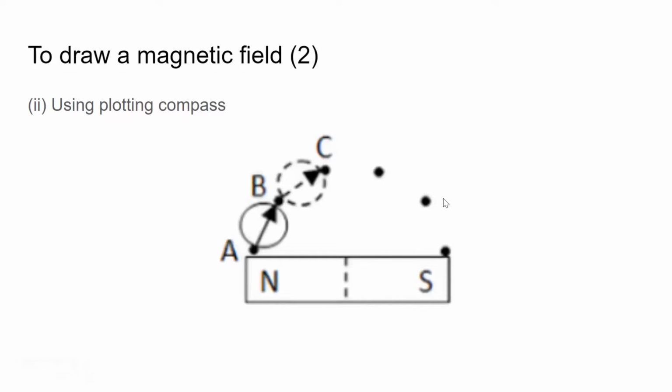By using a plotting compass, we take a magnet, we put a plotting compass from the North Pole, we draw a point here, then we put the compass on this point, and whatever direction the arrowhead points, you're going to draw the next point on it, and you're going to repeat this process, and you'll see that when you connect all the dots, it's going to reach the South Pole.